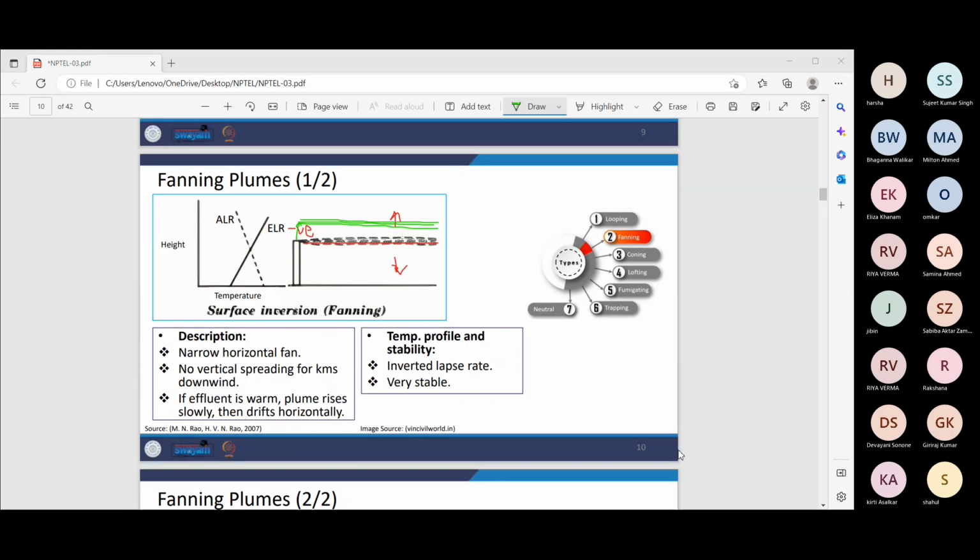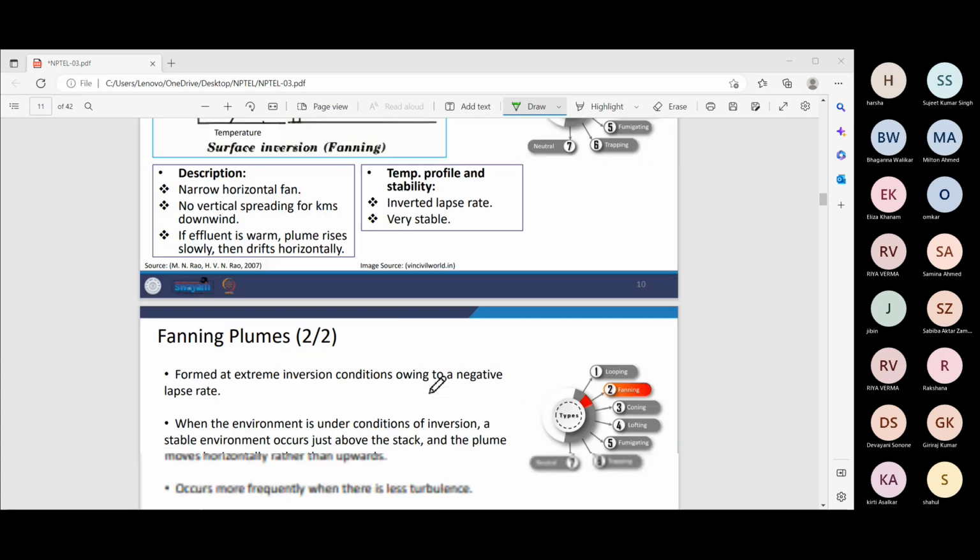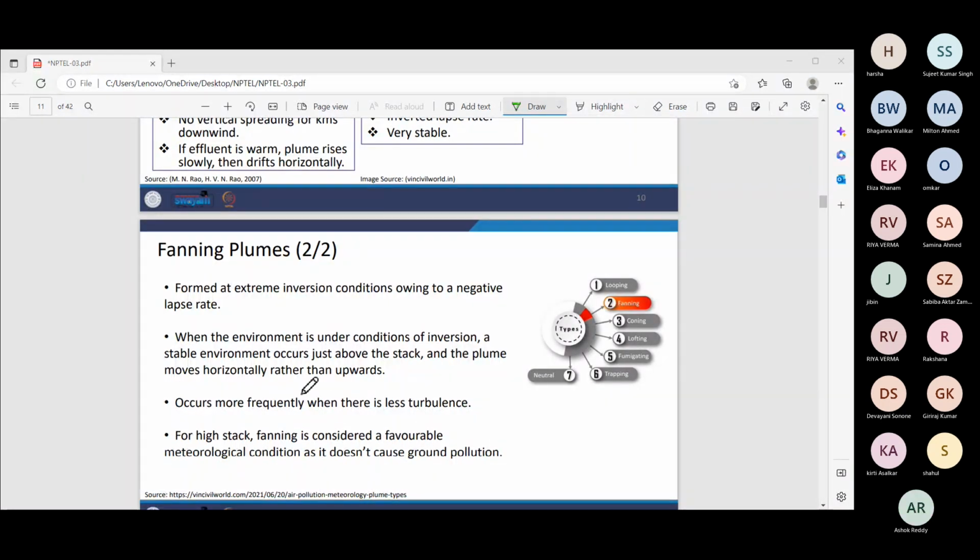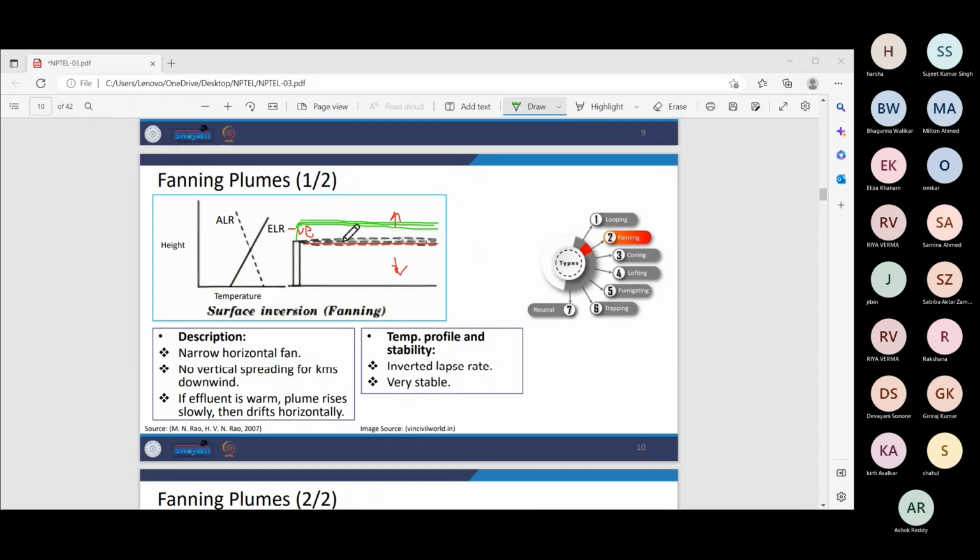A stable environment occurs just above the stack, and the plume moves horizontally rather than upwards. No upward movement will be there. And this occurs more frequently when there is less turbulence, because when there is turbulence, it may disturb the movement of these particles or the air parcel. So it might be possible that when there is turbulence, a little bit of dispersion will be there.